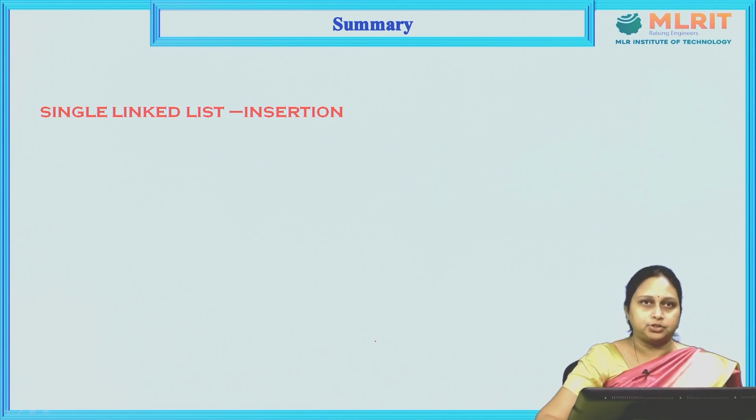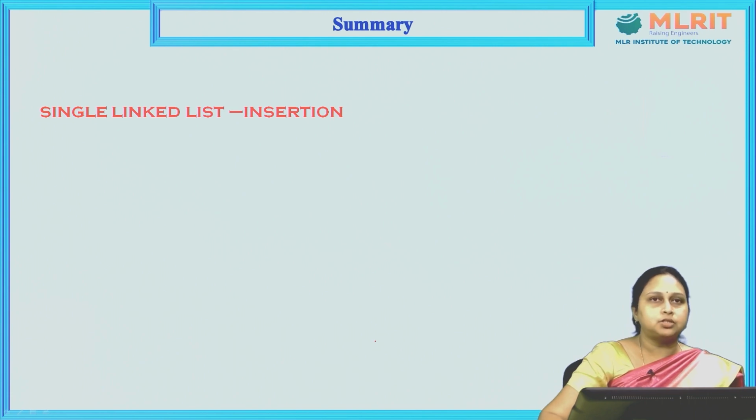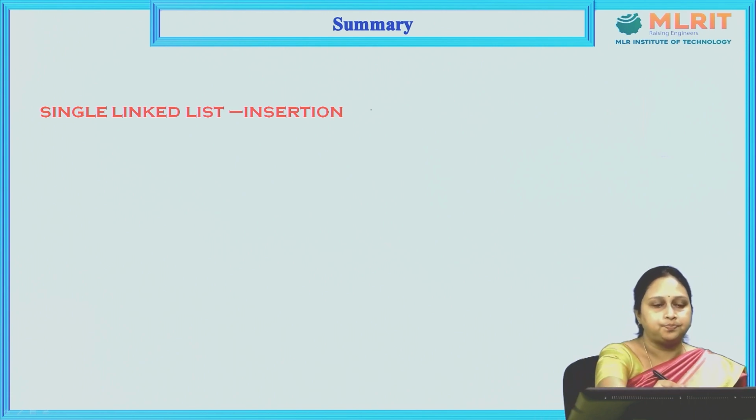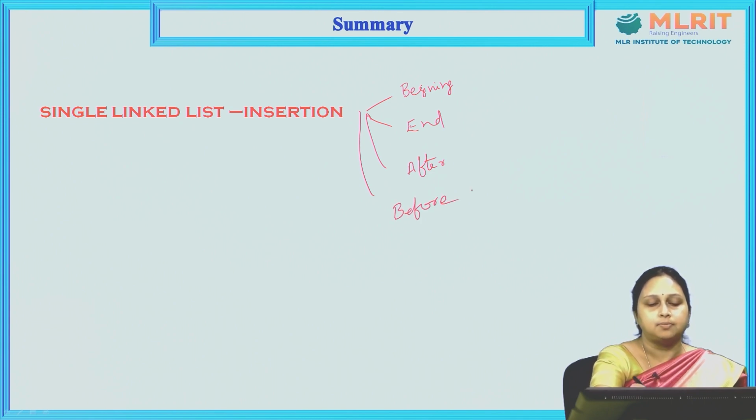Now we will be seeing the overall summary of what we have discussed in the single linked list insertion operation. The insertion operations we have looked into: the first one, inserting a new node at the beginning of the list, inserting a new node at the end of the list, inserting a new node after the given element, and inserting a new node before the given element. These are the 4 operations we have performed.